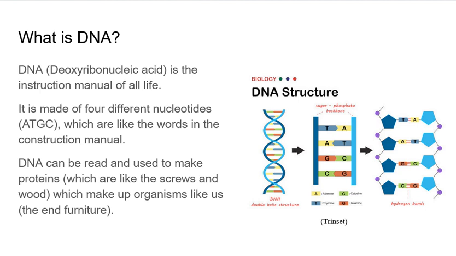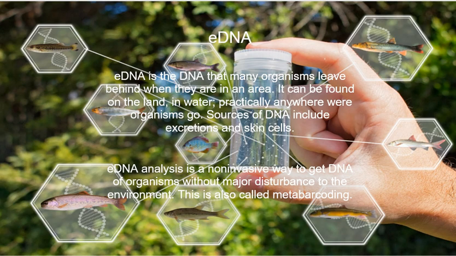Then going on to eDNA specifically, which is the DNA that many organisms leave behind in their environment, hence the E. It can be found in land, water, practically anywhere an animal goes. The sources of DNA can be from excretions, skin cells, etc. eDNA analysis, which I'll call metabarcoding, is a non-invasive way to get DNA of organisms without causing major disturbance to the environment or the organisms themselves.